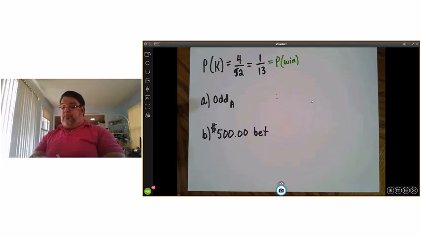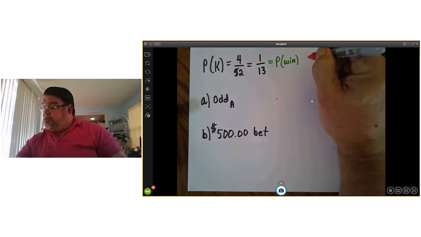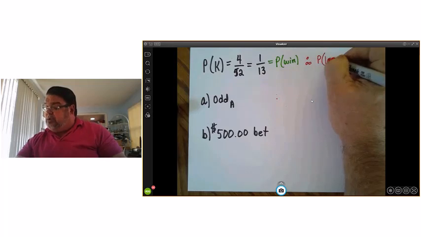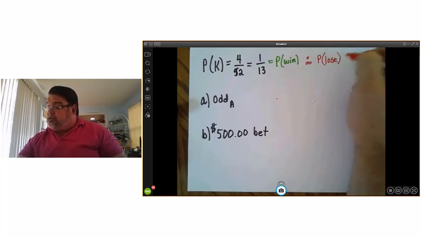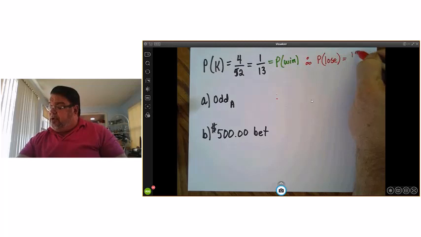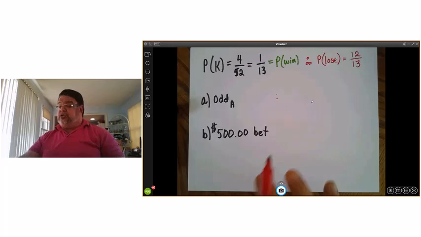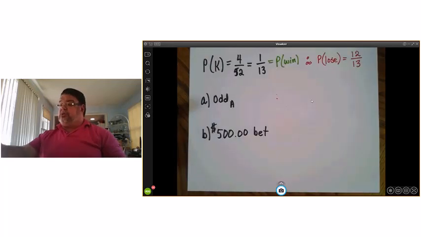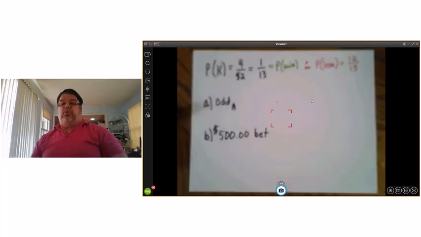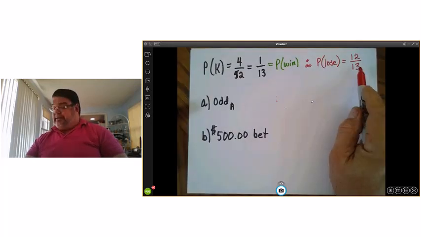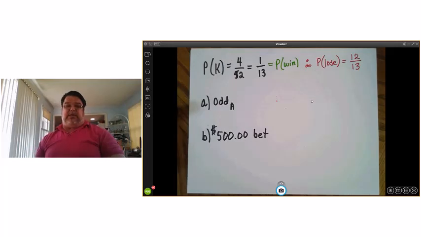So what is the complement of winning? Losing. So I'm going to take my red pen and say, therefore, the probability of losing is equal to 12 over 13. Now that's very important that you do that on this question, because those two fractions, 1 over 13 and 12 over 13, dictate how you do the odds against.